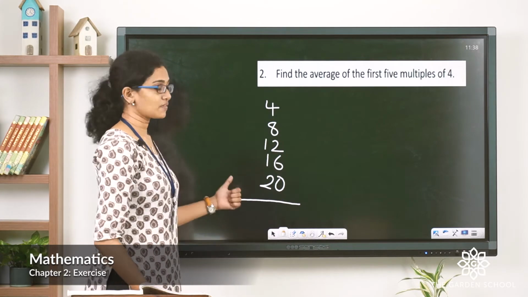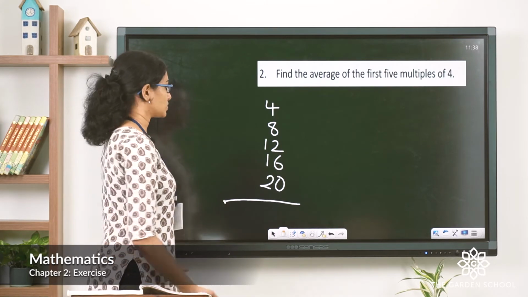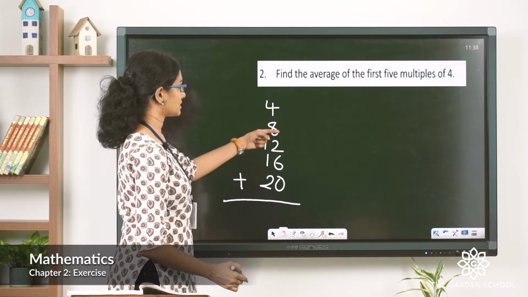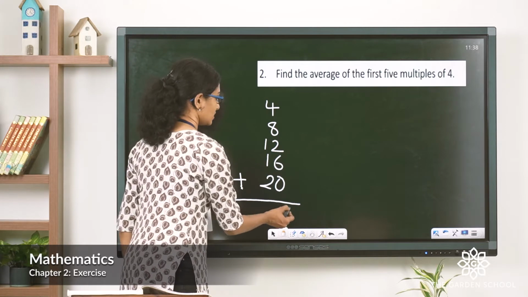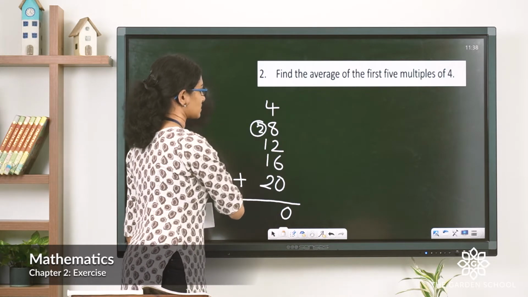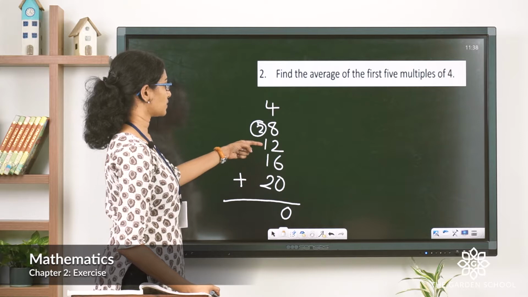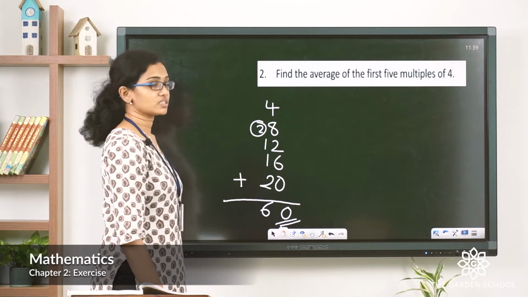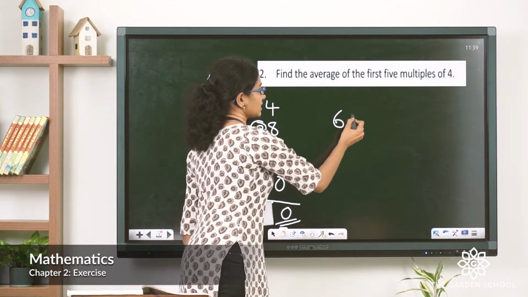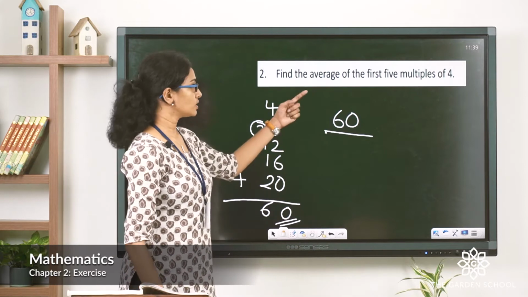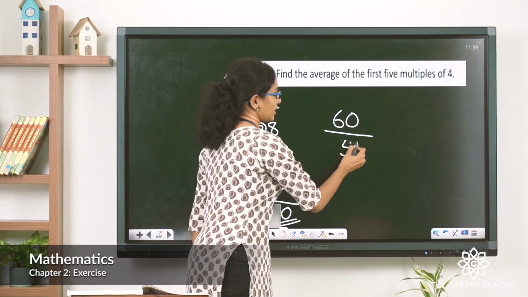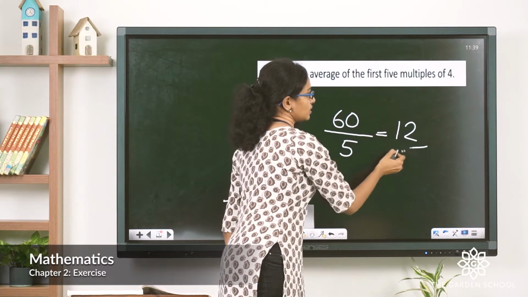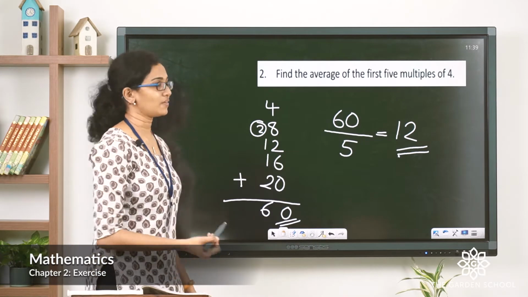To find the average, you have to add up all these numbers, right? So let's add all these numbers. So 0 plus 6, 6, plus 2, 8, plus 8, 16, plus 4, it is 20. So 0 here, carry over to the next place. 2 plus 1, 3, plus 1, 4, plus 2, 6. So it is 60. So the total is 60 and the average is equal to 60 divided by 5, which is the number of addends here, and that would be equal to 12. So the average here is 12.